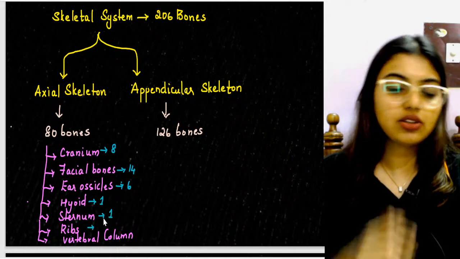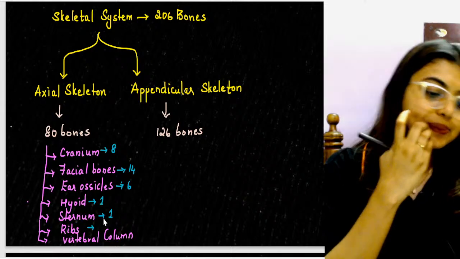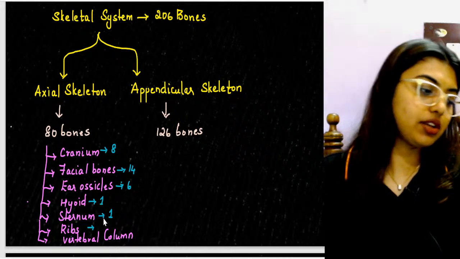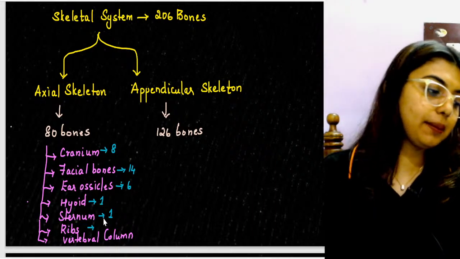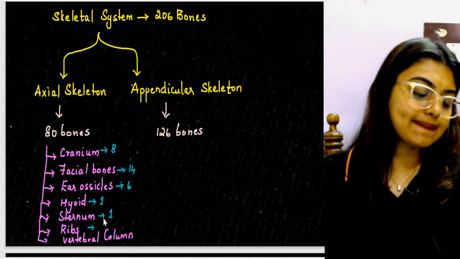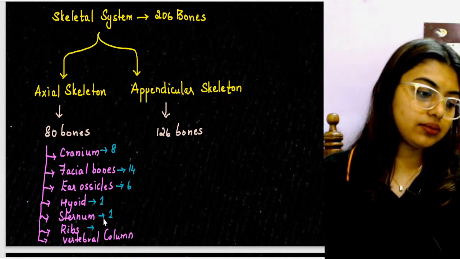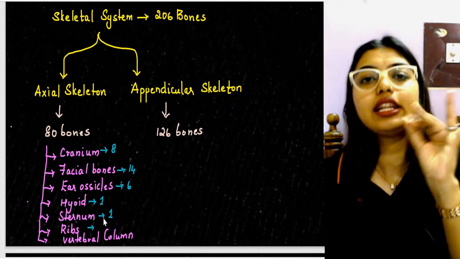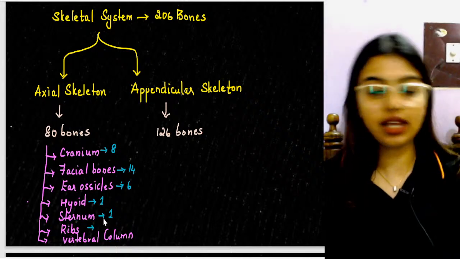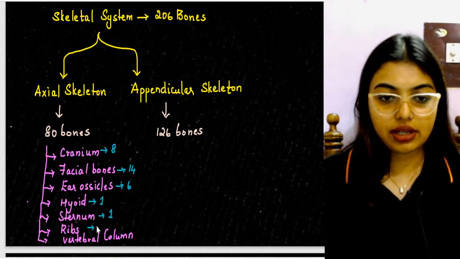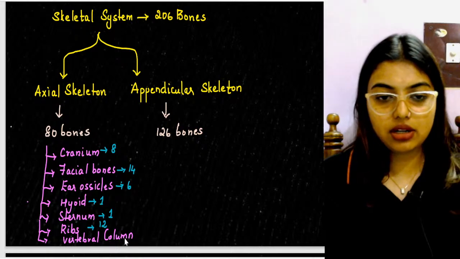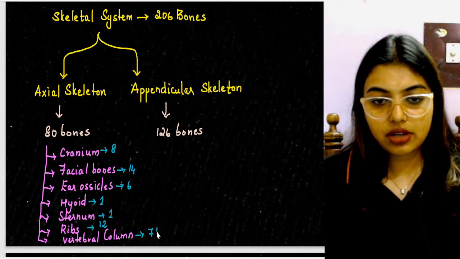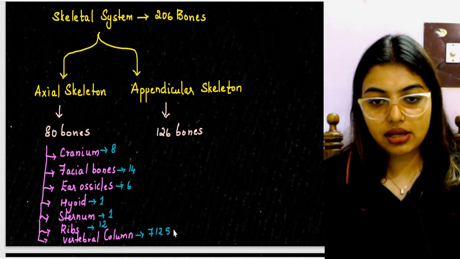Ribs are how many, students? All of you tell me in the chats how many ribs are there? 7 true ribs are there, 8, 9, 10 are false ribs, 2 floating ribs, 12 are there. Shall I write? 12 ribs are there. Vertebral column, students, we have 7 cervical, 12 thoracic, 5 lumbar, and 1 tailbone.